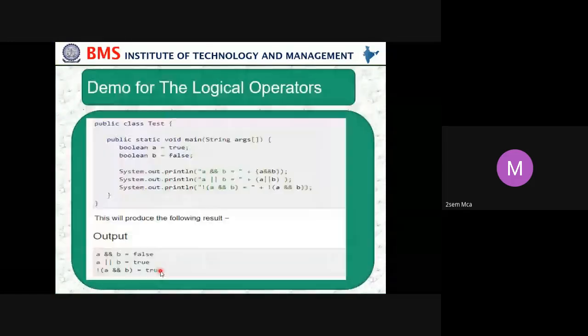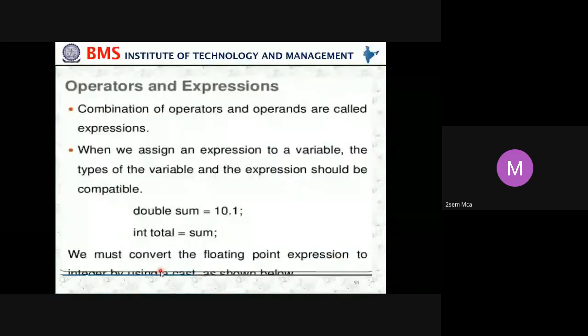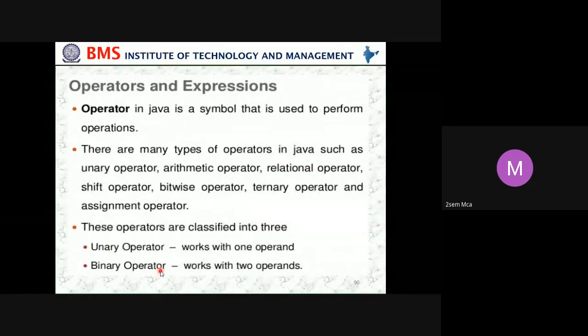Where did we stop, and what are the things we have covered? We have started with operators and expressions. So what is an operator? We have so many operators. Before that, unary and binary. What is unary? Unary means a single operand. Binary means we have two operands.